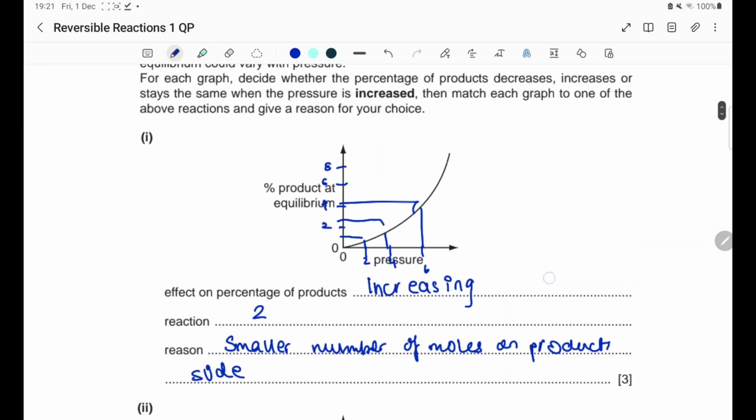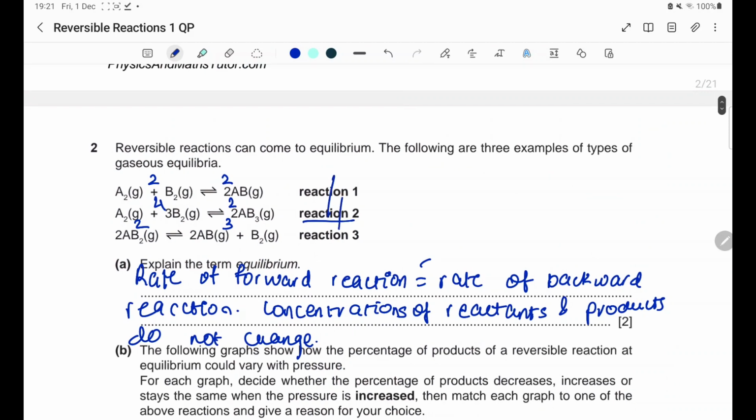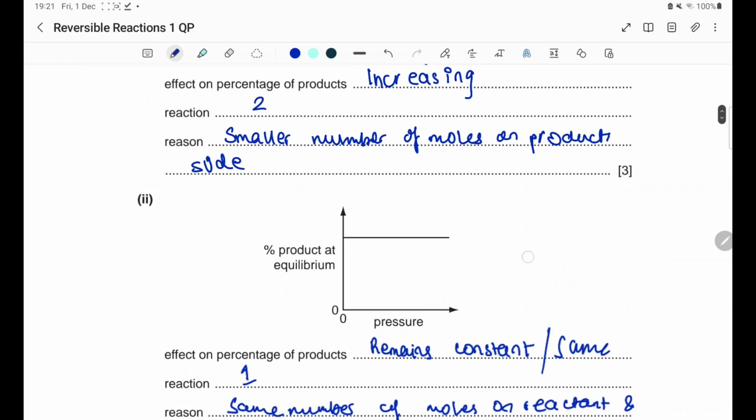Which means that, okay, first of all, by process of elimination, reaction 1 is gone, reaction 2 is gone. It's obviously going to be reaction 3. However, you can also see that its reactant side has 2 and the product side has 3, which means the equilibrium is going to shift to the reactant side, decreasing your product yield.